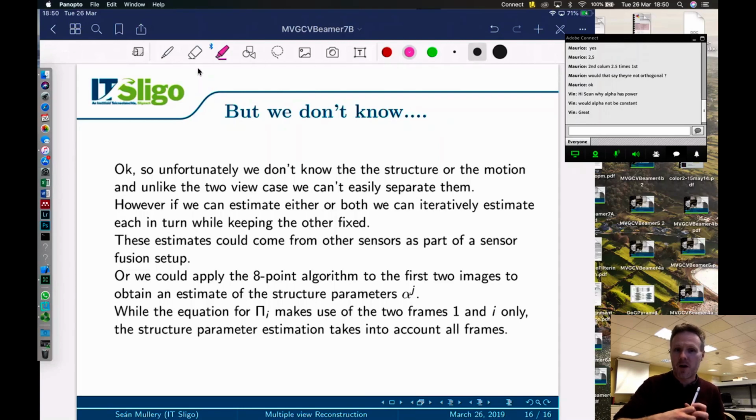Okay, so we could apply the 8-point algorithm to the first 2 images to obtain an estimate of the structure parameters alpha j. The equation for pi i makes use of 2 frames, 1 and i only, whereas the structure parameter estimation takes into account all the frames. So once we get that from 2 frames, we can use it as an estimate for all of our frames, and it will allow us to get a little bit closer.